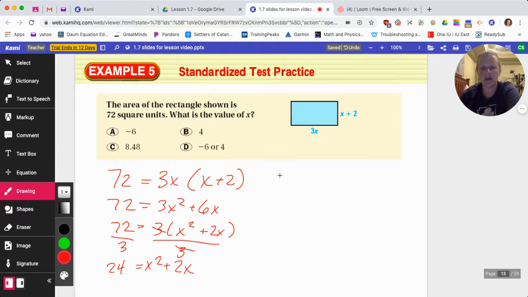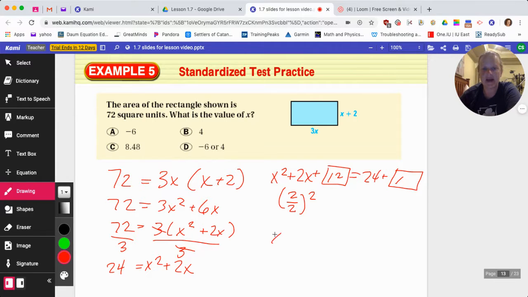24 is still not a perfect square, so I do need to complete the square because that's the unit we're working on, equals 24. So I need to add something to make it a perfect square. And if I add it to the left side, I have to add it to the right side. That's going to be b over 2, quantity squared. b over 2 is 1, so 1 squared. That means I have x plus 1, quantity squared, equals 25. 25 is a nice number, isn't it? Because it's a perfect square.